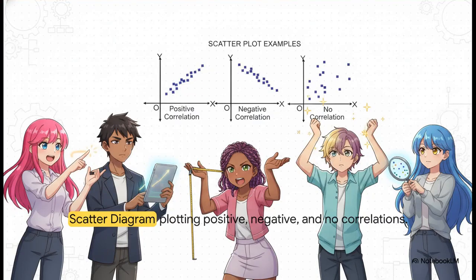Next up is tool number 6, the scatter diagram. This one brilliantly visualizes whether a change in one factor actually influences another. You just plot 2 variables against each other. The graph clearly shows a positive correlation going up, a negative correlation going down, or just a random scatter, which means there's absolutely no correlation at all. It completely takes the guesswork right out of cause and effect.